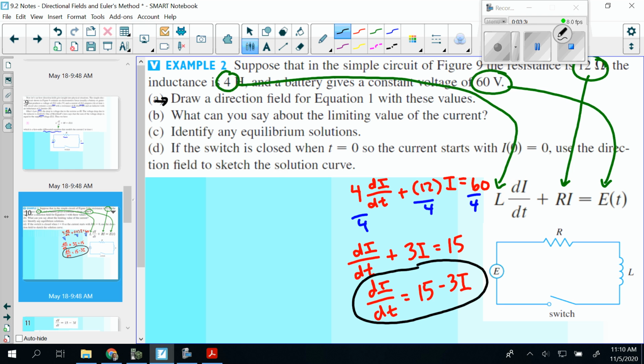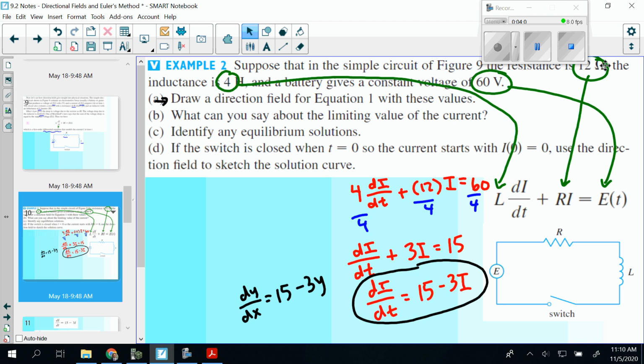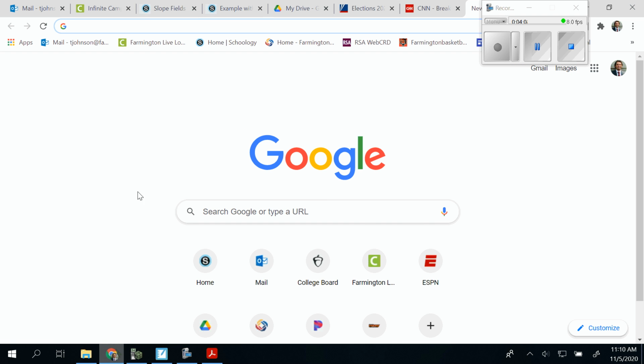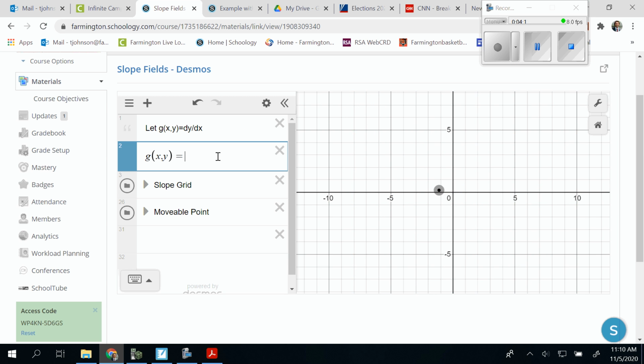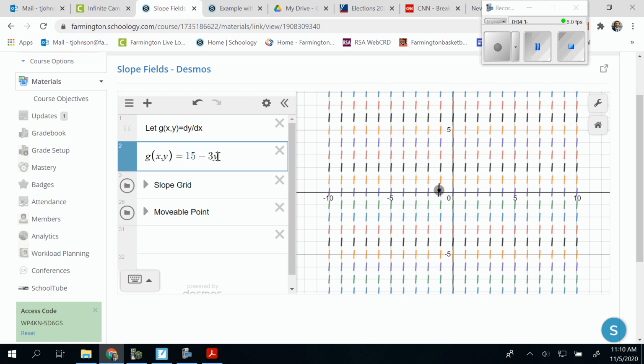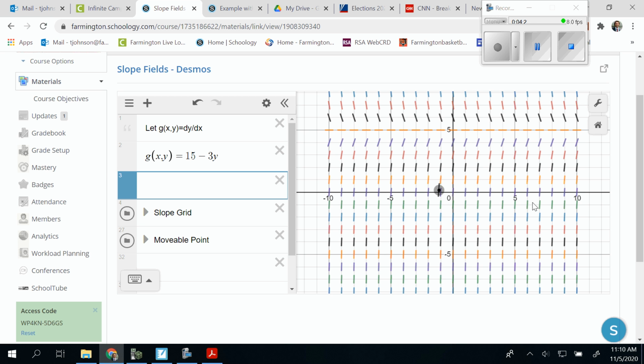Rather than draw it out by hand, let's use technology again. Let's enter this on Desmos, but instead of I and T, I is like our Y and X is like our T. So this would get entered as 15 minus 3Y. Let's go to Desmos and enter this in and see what this directional field ends up looking like. Again, that link is in Schoology. So let's type this one in, 15 minus 3y, and here is our directional field for this one. So that's a picture of what this looks like.